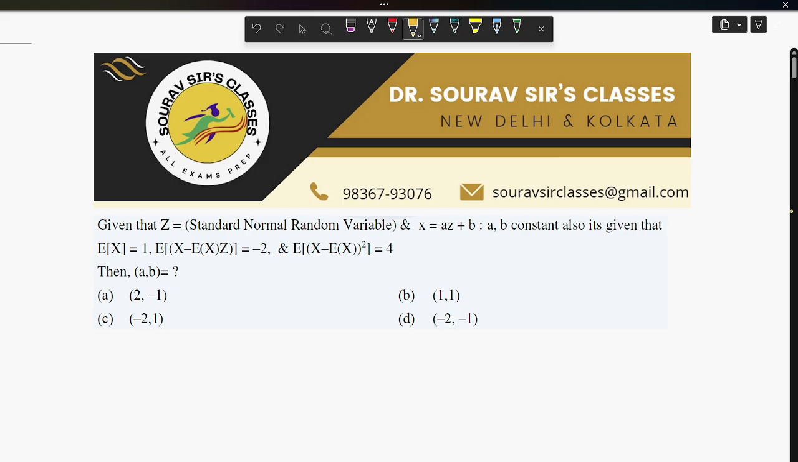Okay. So now we are going to solve a mathematical question which appeared in the GATE 2025 data science paper. The question says that given Z is a standard normal random variable and X is equal to aZ plus b, where a and b are constants. Also it's given that the expectation of X is equal to 1, the expectation of (X minus expectation of X) into Z is equal to minus 2, and the expectation of (X minus expectation of X) whole square is 4. Then what are a and b? There are four options here: 2 and minus 1, 1 and 1, minus 2 and 1, and minus 2 and minus 1. So what can be done here?